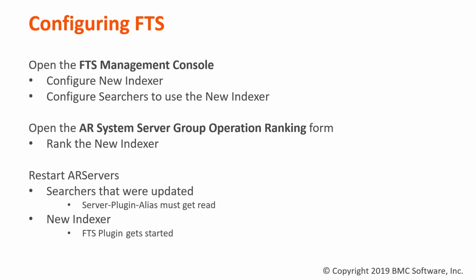The first step is to open up the FTS Management Console and configure the new indexer, and then I'll configure the other searchers to use the new indexer. Once we've done that, we'll open the AR System Server Group Operation Ranking Form and we'll rank the new indexer. Let me show you this.